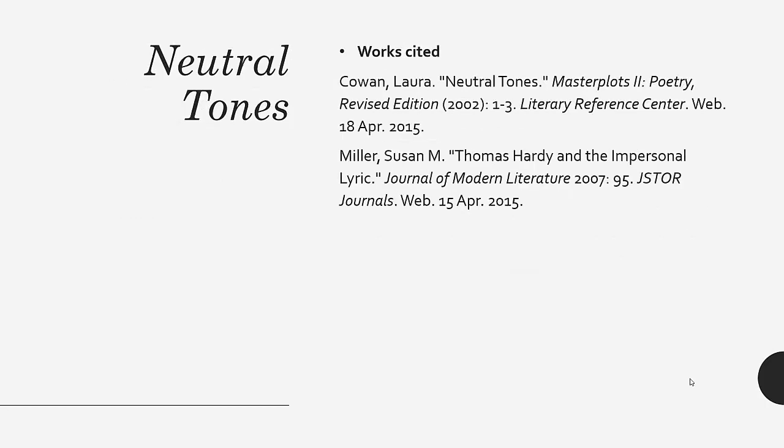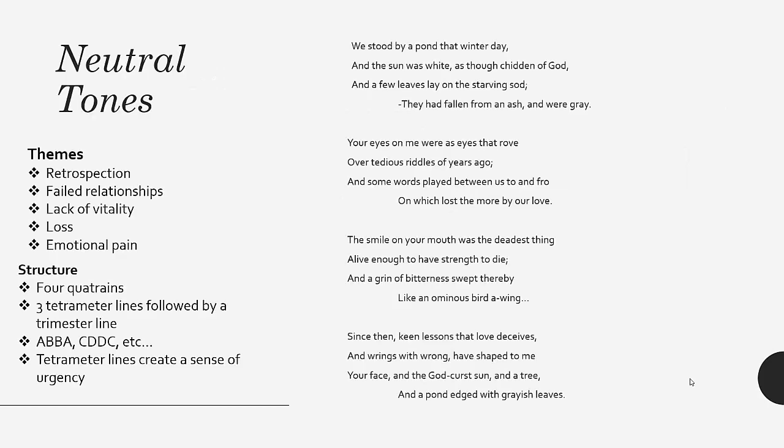Neutral Tones is a dramatic monologue about a failed relationship. Most of the critics agree that it is a pessimistic poem with a bleak outlook on love. This is a poem which is not interested in epiphanies or revelations. Hardy is more interested in giving us a larger and more realistic picture of human experience and the human process of learning. In Hardy's world, according to Susan Miller, knowledge generally comes too late, or slowly, over time in pieces.